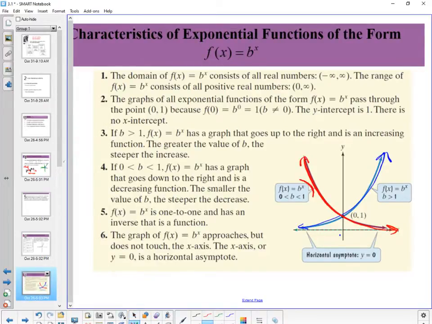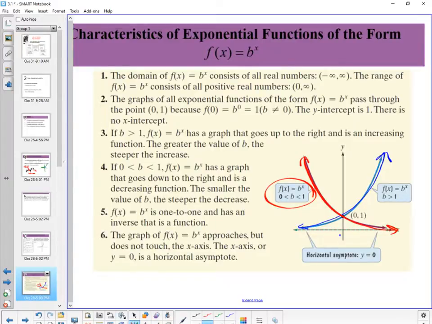I want to point out what the B values are. Remember I said that for growth, B has to be bigger than 1? If you want it to be decay, it has to be some number between 0 and 1. So it's got to be a fraction because you're always taking a little chunk of it, right? Anytime you have a decimal in there, you're just taking a piece of something.